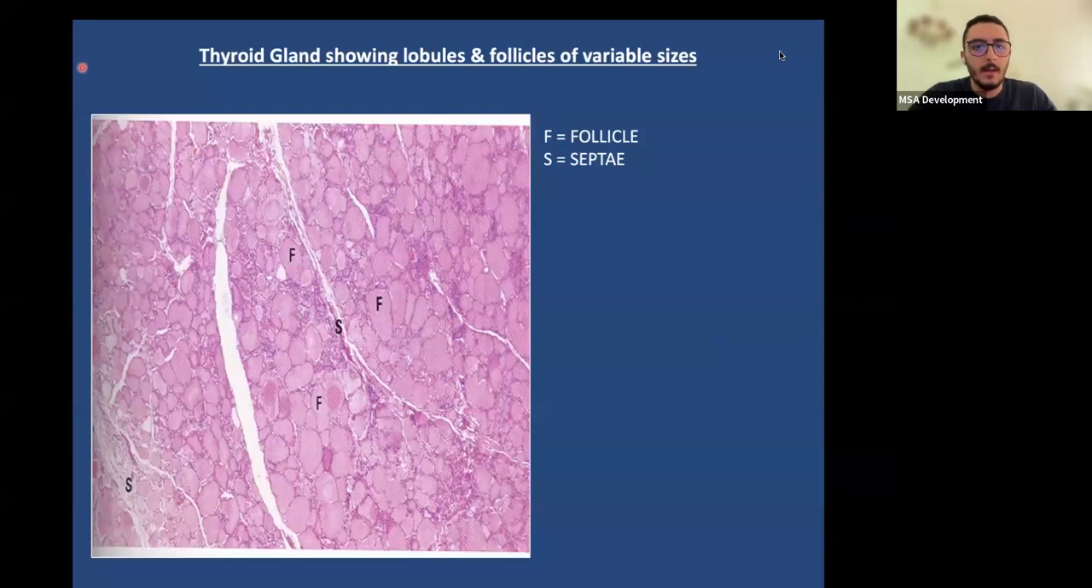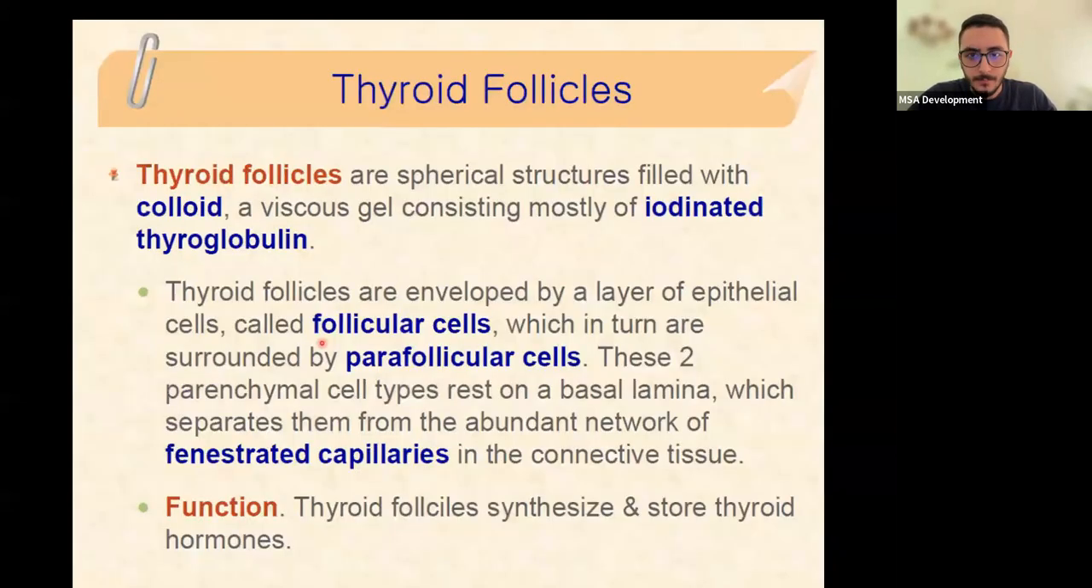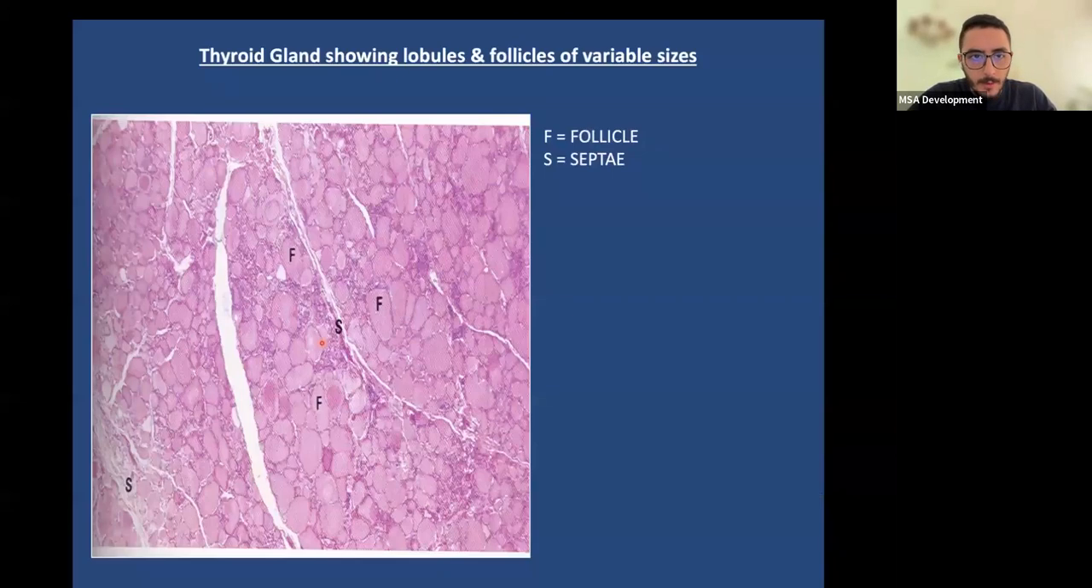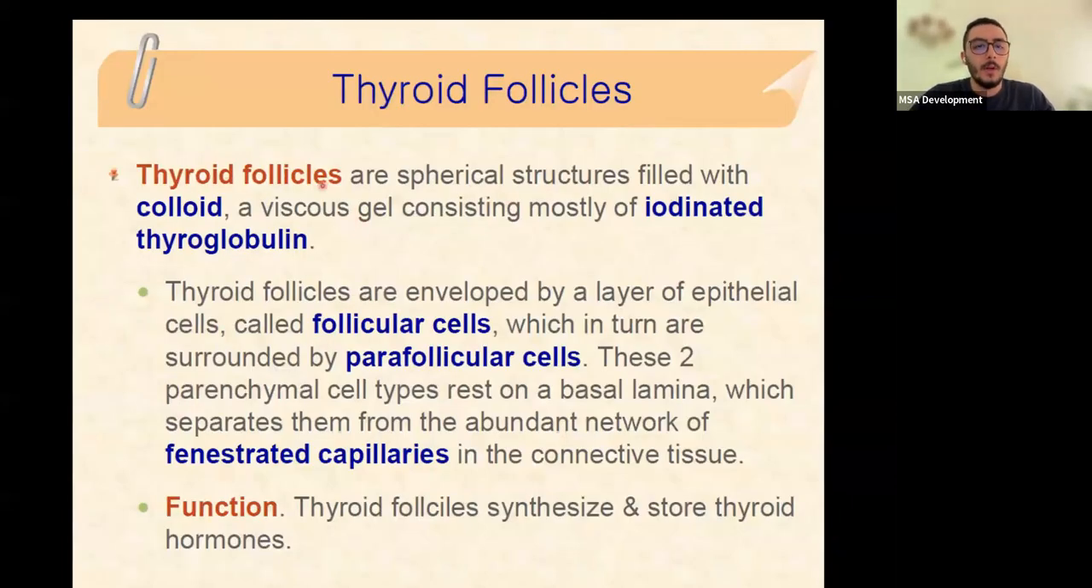Again, this is a quick histology. This is a full follicle. In the middle is the follicle cavity surrounded by follicular cells. This is the septum, and this all is a lobe. So thyroid follicles are spherical structures filled with colloid, which is a viscous gel consisting mostly of iodinated thyroglobulin.